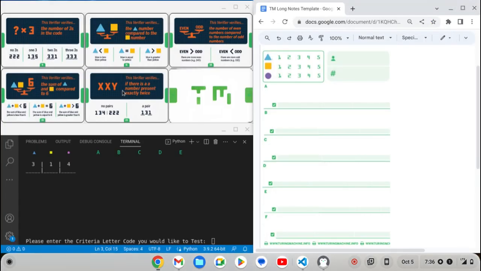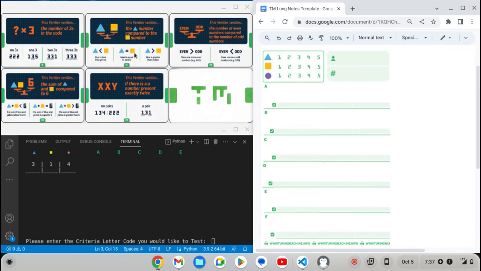So in the grid above, we've got our 5 criteria cards. On the top row, we've got criteria card A, criteria card B, and criteria card C. On the bottom row, we've got criteria card D and criteria card E. Criteria card A looks at our 3-digit solution, and the Turing machine will let us know how many of those digits are 3. Are there no 3s? Is there a single 3? Perhaps 2, maybe even all 3 are 3.